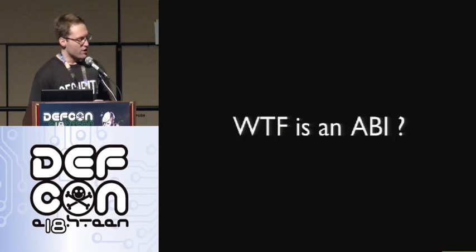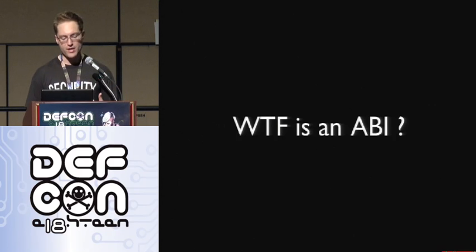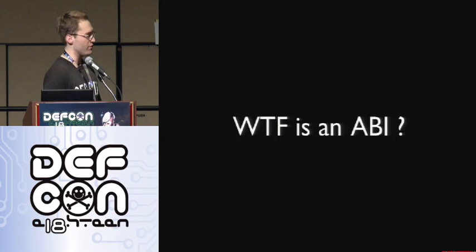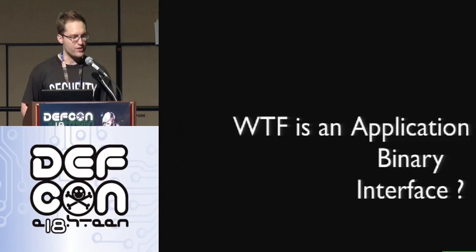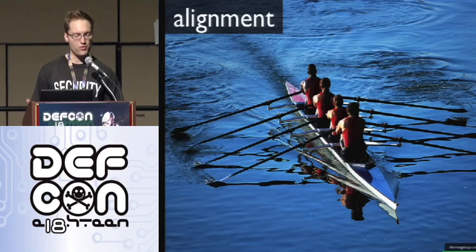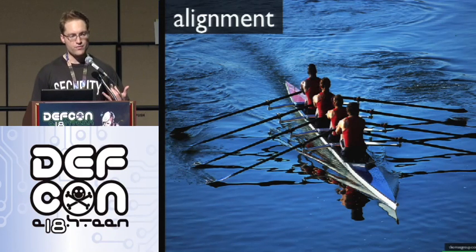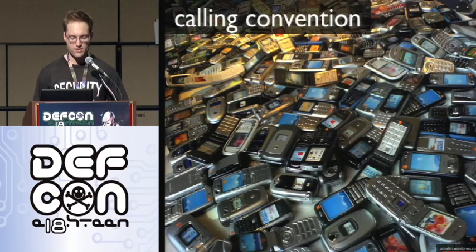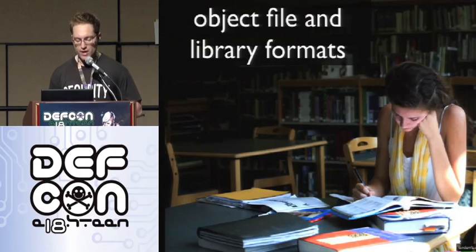So, to actually do this, we need to know a few things, right? We need to know about the ABI for the system we're working on. The question that we need to start with, though, is what's an ABI? An ABI is an application binary interface. So, what does an ABI actually tell us? It tells us a few things. Some of the more important things for this talk are it tells us about alignment, the alignment of the program stack, data types, stuff like that. It tells us about calling convention, how functions are called, where arguments live, how that stuff works, and about object file and library formats.